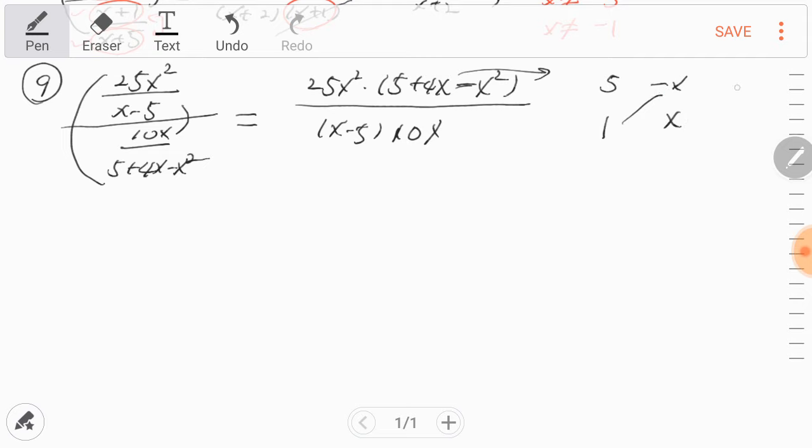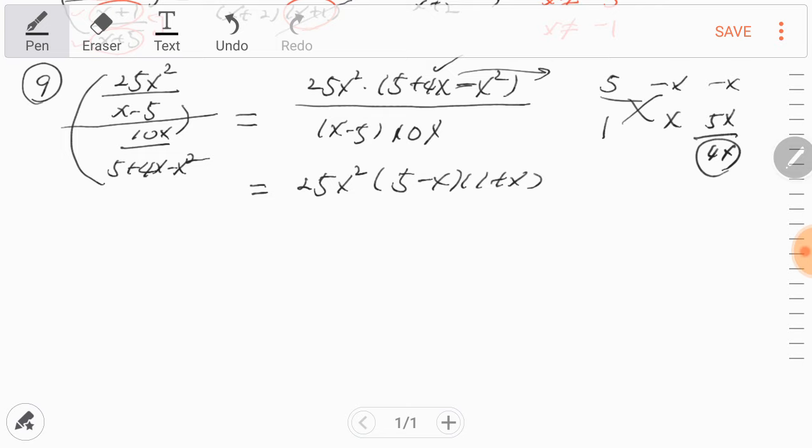So that this product is negative x, this diagonal product is 5x, sum is 4x, which is same as the second term. So we can write the trinomial as 5 minus x times 1 plus x. 5 minus x times 1 plus x over x minus 5 times 10x.